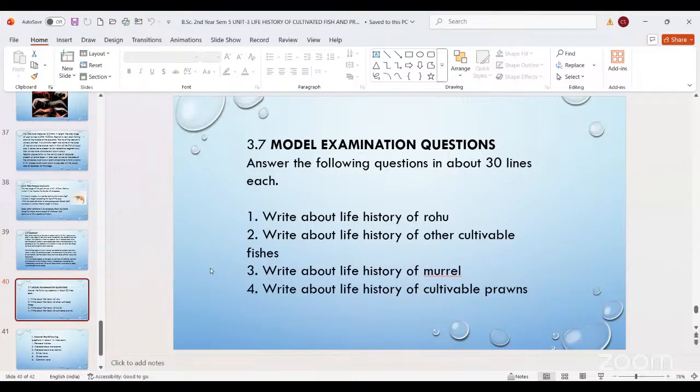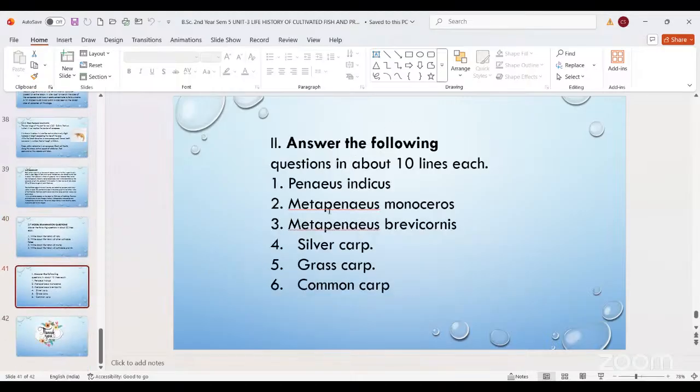Let us see the questions that are frequently asked. Write about life history of rohu. Write about life history of other cultivable fishes. Write about life history of mrigal. Write about life history of cultivable prawns. Then the questions that are asked to write in 10 lines: Write about Penaeus indicus. Write about Metapenaeus monoceros. Give a brief description about Metapenaeus brevicornis. Write in detail about silver carp, grass carp, and common carp.